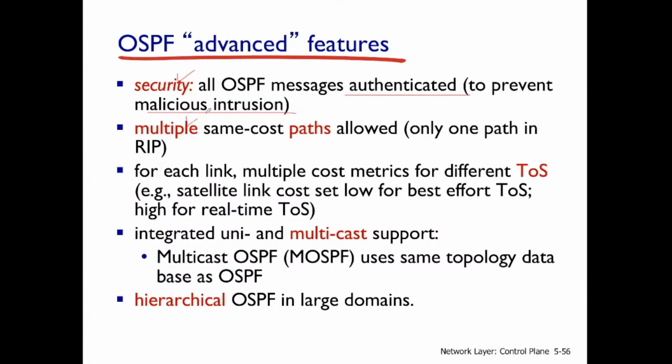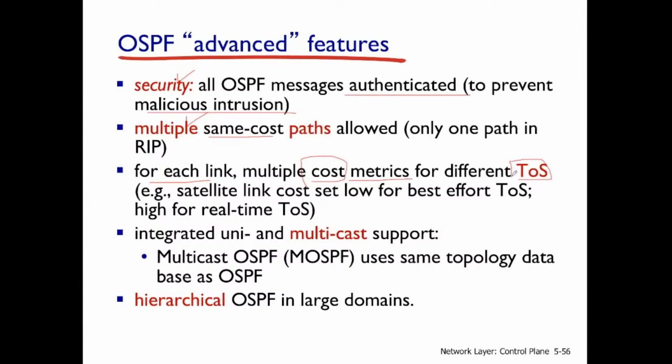The second feature is this. One can actually exploit multiple same cost paths. In case we come up with a topology such that Dijkstra gives us same cost paths and there are multiple of them, we could actually send data over these multiple same cost paths, which is nice sometimes. For each link, the metric for the link cost can also be defined differently for different types of services.